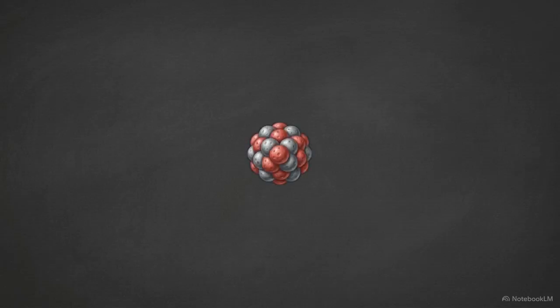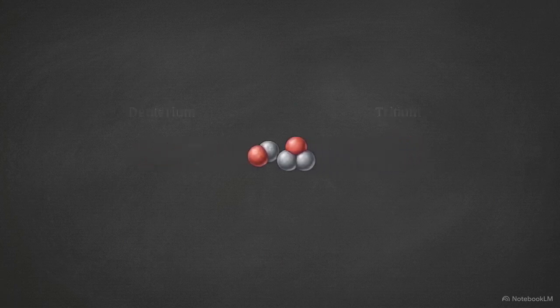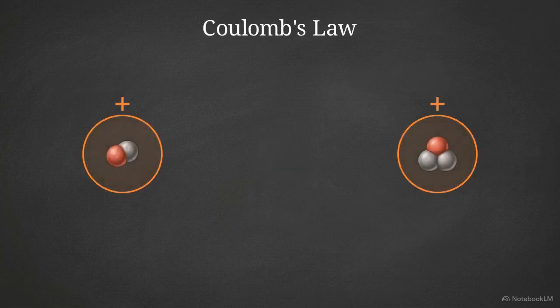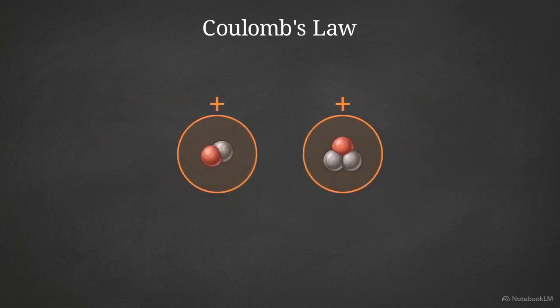Nuclear fusion is the opposite of fission. Instead of splitting a heavy atom, fusion binds two light nuclei, such as deuterium and tritium, into one heavier nucleus, which liberates a neutron and a massive pulse of energy. The obstacle to this process is Coulomb's law.